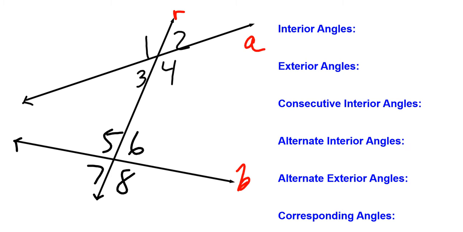My corresponding angles, again, think of those as matching up one of the four corners in the two intersections. So angles 1 and 5, angles 3 and 7, angles 2 and 6, or angles 4 and 8.